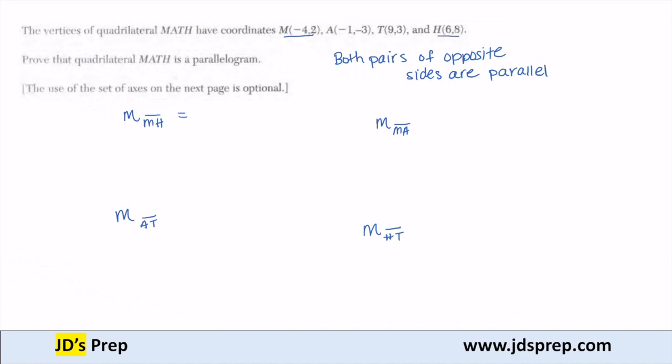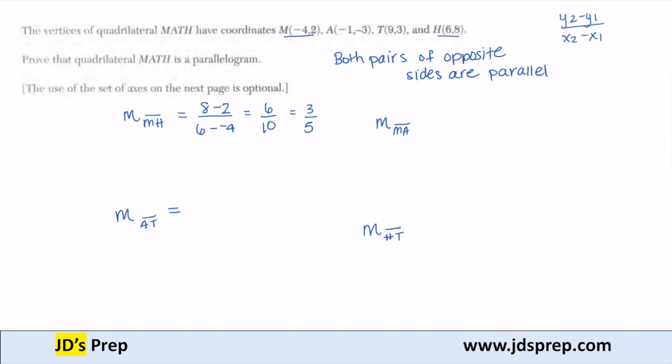Slope formula, right, is the change in Y over the change in X. Or, let's put up in the corner here, Y2 minus Y1 over X2 minus X1. So for MH, change in Y is 8 minus 2 over the change in X, which is 6 minus -4. And so that gives us 6 over 10, which we can reduce down to 3 over 5.